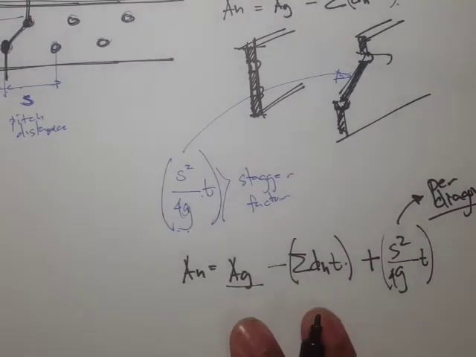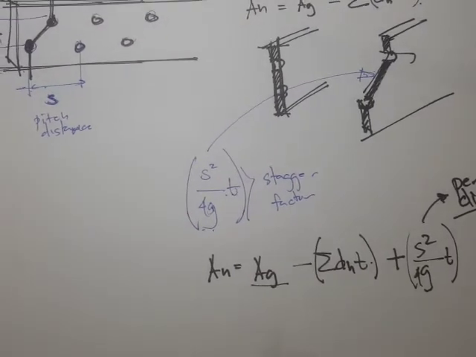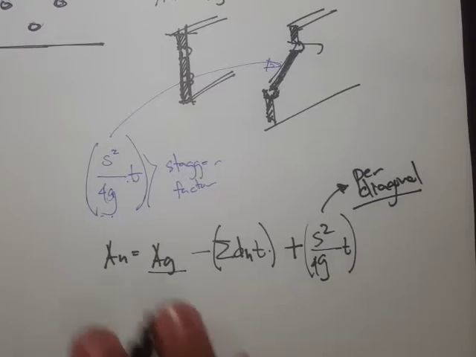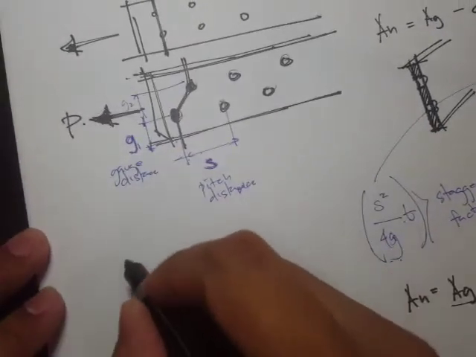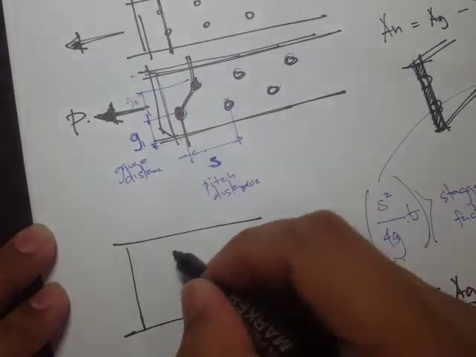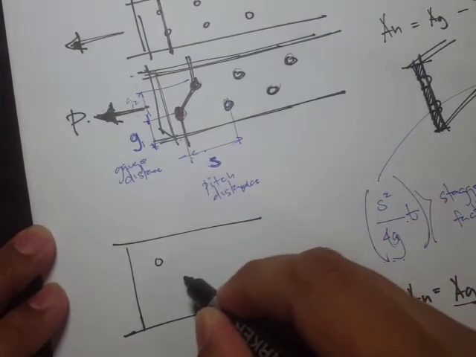Now, how do we know which is going to be the failure path? For example, we have this configuration.